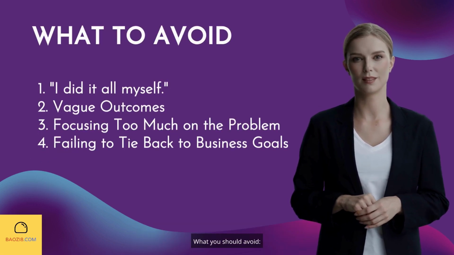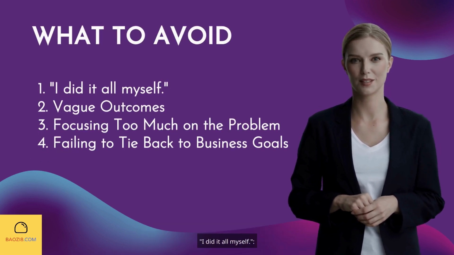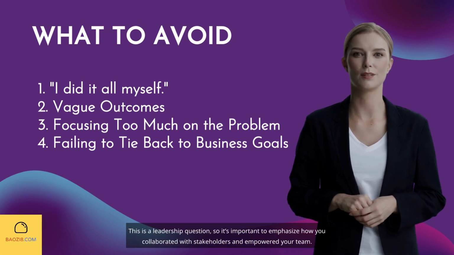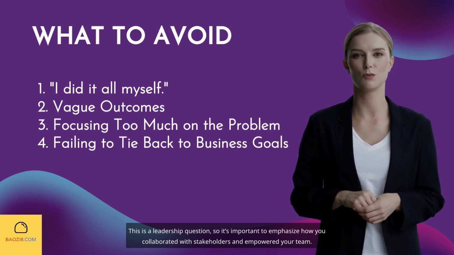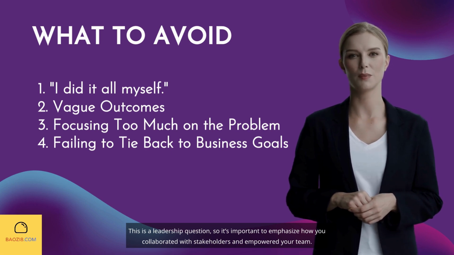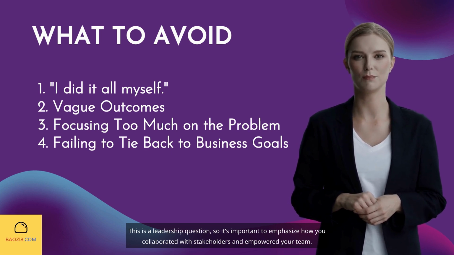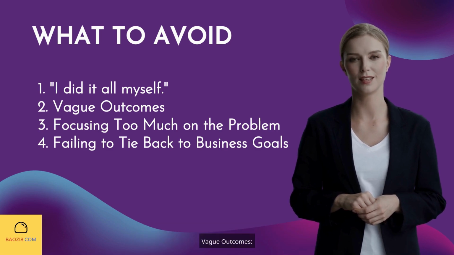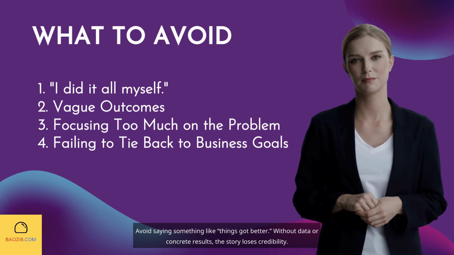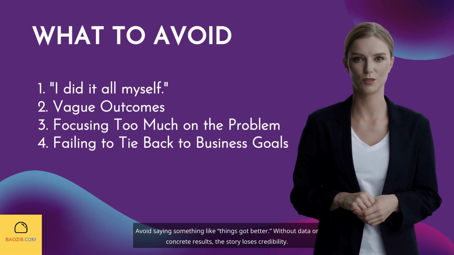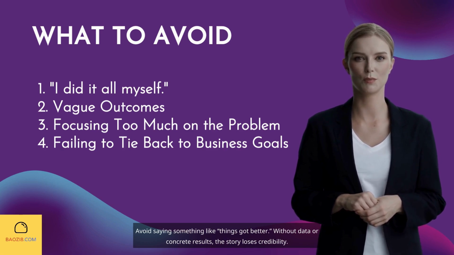What you should avoid. 1. "I did it all myself." This is a leadership question, so it's important to emphasize how you collaborated with stakeholders and empowered your team. 2. Vague outcomes. Avoid saying something like, "things got better." Without data or concrete results, the story loses credibility.